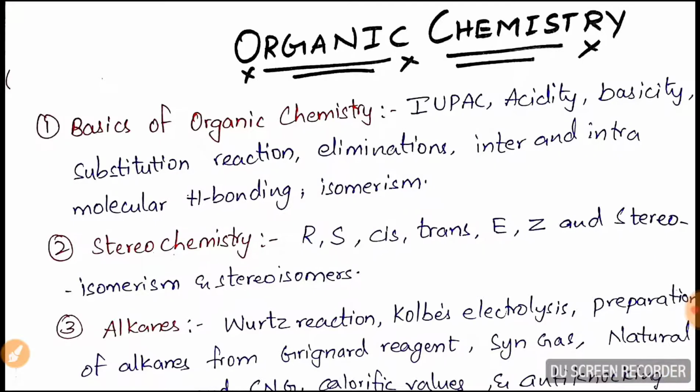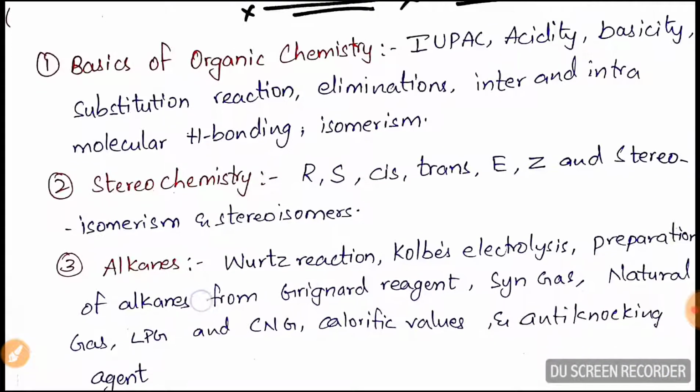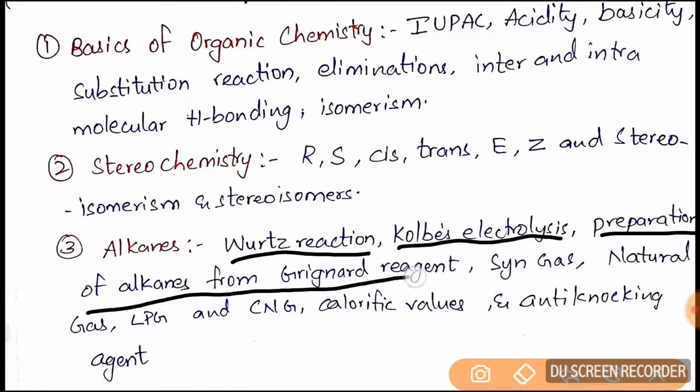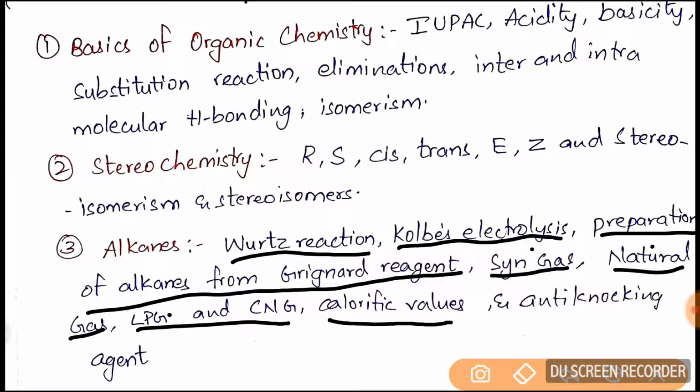And from alkanes, Wurtz reaction, Kolbe's electrolysis, preparation of alkanes from Grignard reagent, syngas, natural gas, LPG and CNG, and their calorific values. The calorific values of syngas, natural gas, LPG and CNG are important, guys. And also the anti-knocking agent. They'll ask directly which of the following is an anti-knocking agent. Now that is nothing but lead tetraethyl. And this is all about alkanes.